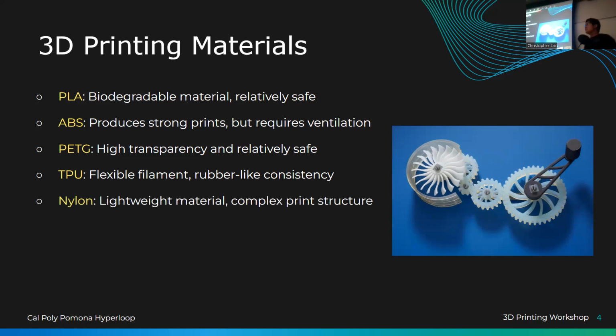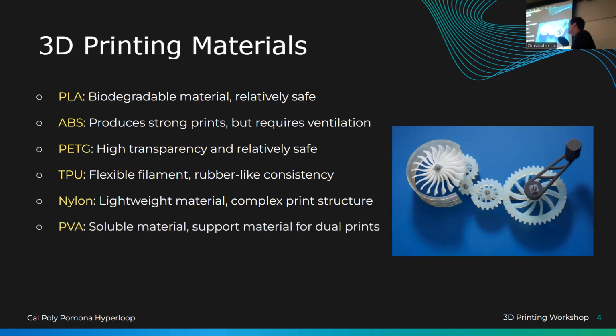Nylon, okay, so you probably won't print with nylon ever, but it's a lightweight material and it's a complex print structure, which means that it's not as heavy as PLA. So usually if you're trying to make something like a plane or a VTOL or a drone, or anything that you don't want to be too heavy, you can use nylon as a substitute.